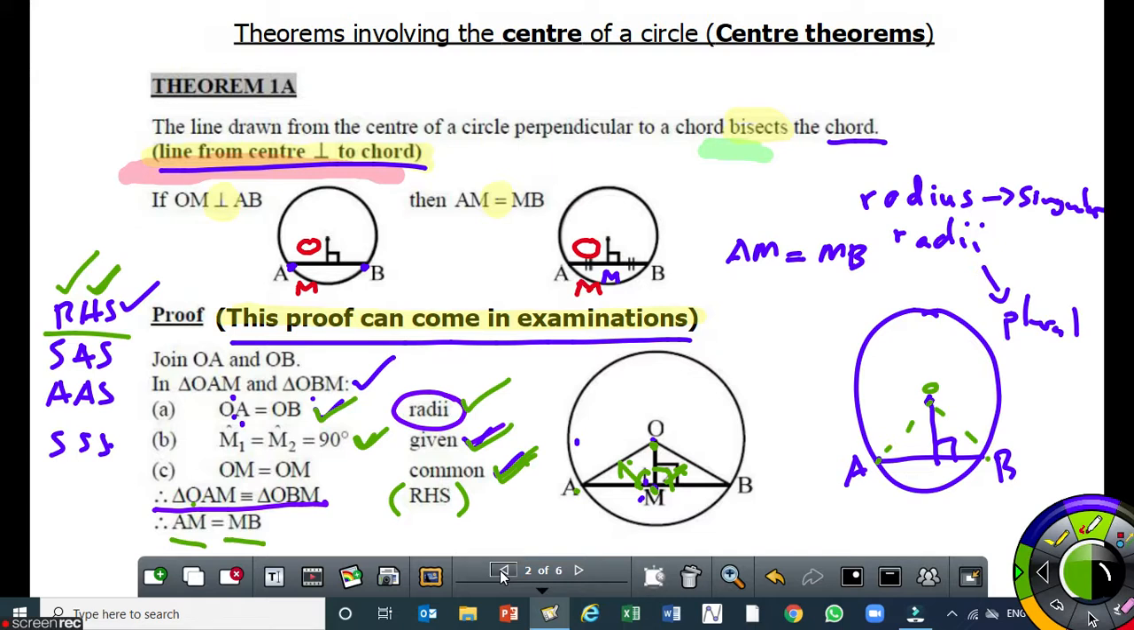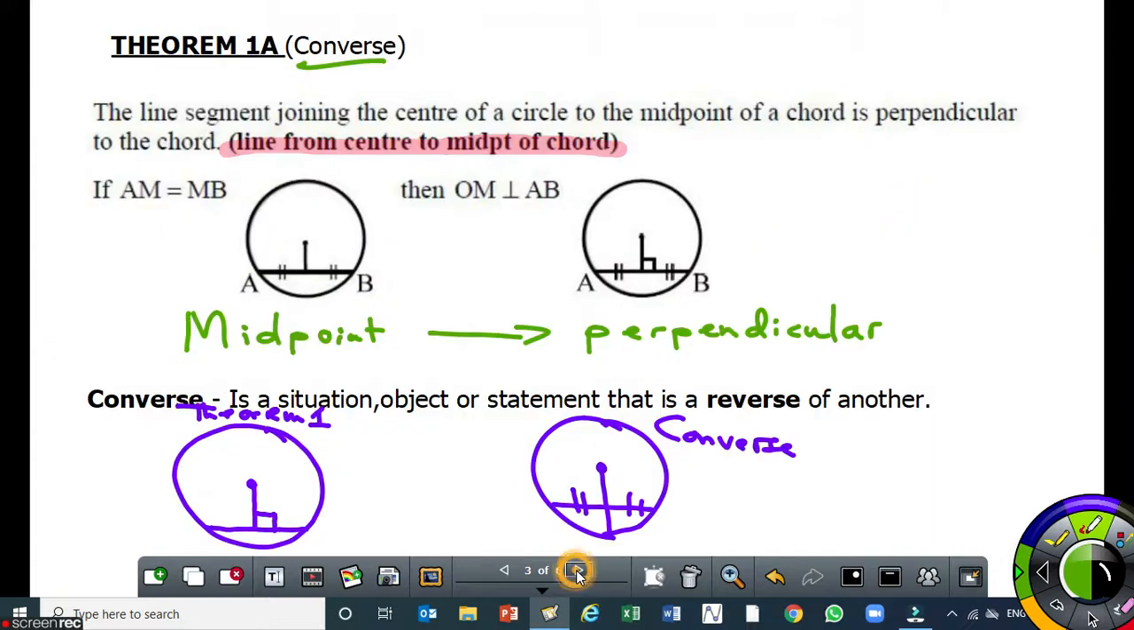So here, there won't be any indication that the chord AB has been bisected. But it will be indicated that a line was drawn from the center of a circle and that line was perpendicular to the chord. That's theorem 1, the original theorem. With the converse now, the shortcut will be line from center to midpoint of chord. In this case, you'll be told that the chord is bisected. It will be indicated.